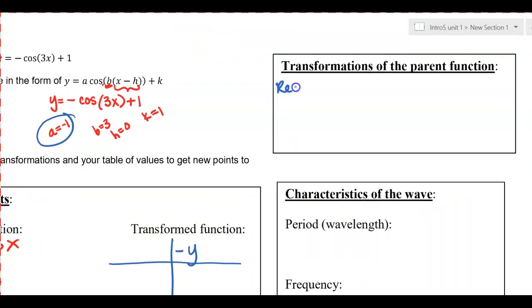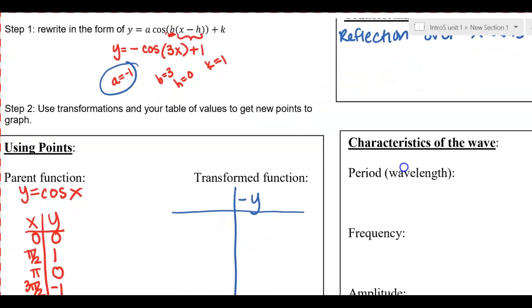In words, what kind of transformation is this? Good, this is a reflection. Anytime you're multiplying by a negative, it's a reflection. And because we're changing y's, and y's would go from up to down or down to up, that is flipping them over the x-axis. Okay?